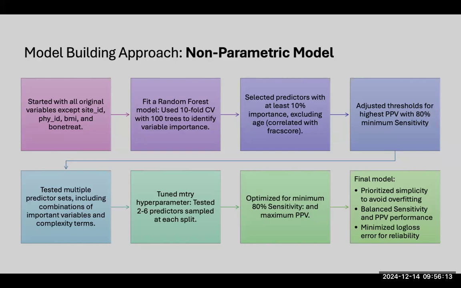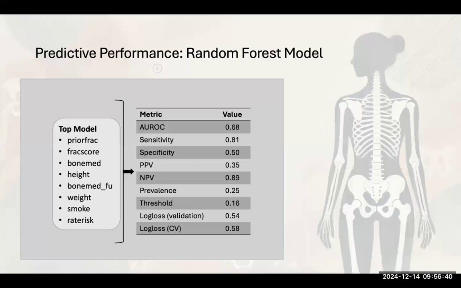I tuned M-try hyperparameter, testing 2 to 6 predictors sampled at each split. As I said, I optimized for the minimum 80% sensitivity and maximized PPV. And the final model prioritized simplicity to avoid overfitting, balance sensitivity and PPV performance, and minimize log loss error for reliability. So these are the results from the random forest model. It has the lowest area under the ROC curve of all the models, 0.68. Its sensitivity was 0.81, but its PPV was 0.35, lower than the other models as well.